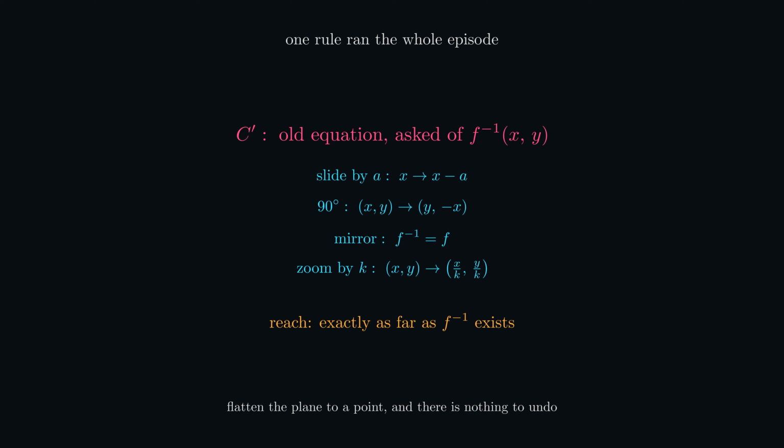How far does it reach? Exactly as far as the undo exists. A transformation that flattens the whole plane to a single point cannot be run backwards, and for it, the method says nothing. But every rigid motion, every reflection, every zoom, everything you would call a change of viewpoint, has an inverse, and surrenders its equation to the same one-line move. Harder versions exist. The source seminar reflects a parabola in a steeper mirror, where the crossings need quartic tools. The rule is unchanged. Only the arithmetic grows.